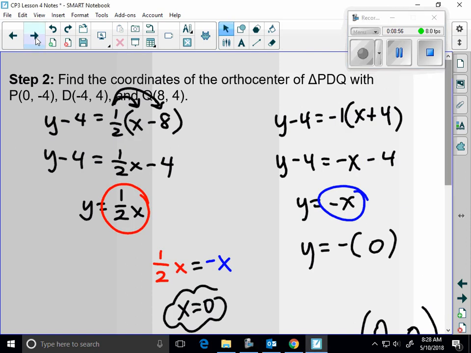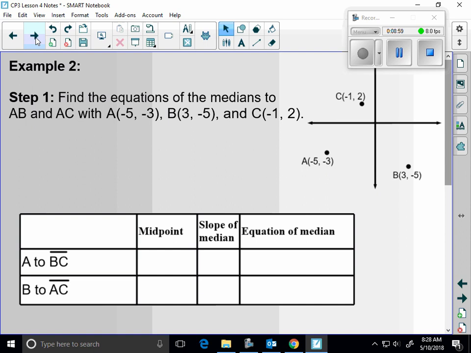Let's keep moving. Let's work centroid now. Centroid. Find the equation of the medians. What does a median do? If I want to go from A and I want to go over to BC, what did the median do to BC? Cut it in half. Well, how did you know that? Did you look down here and find midpoint? Did you look there? Yeah.